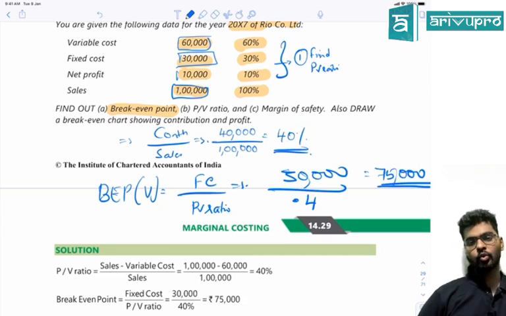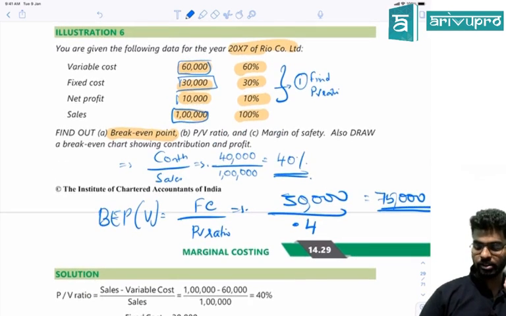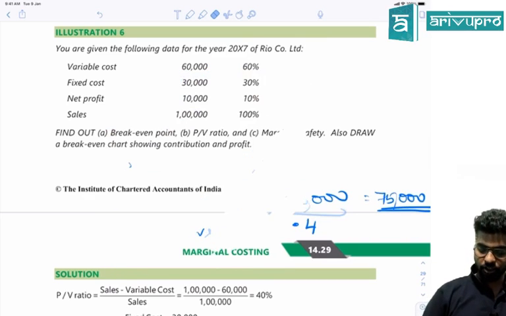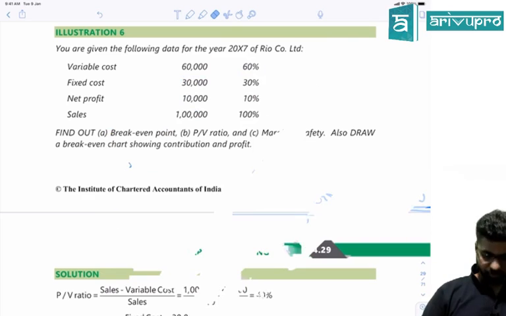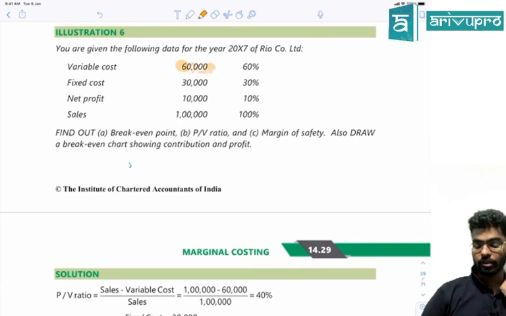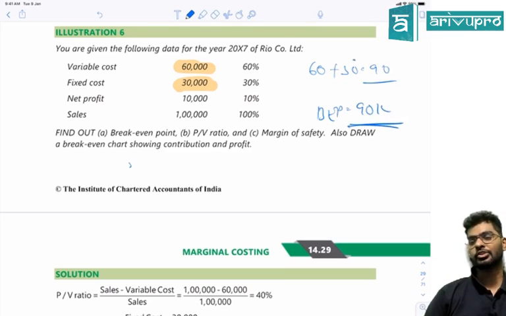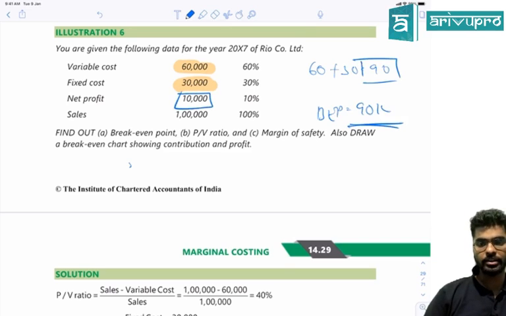Whenever they do not specify the number of units, please don't try doing that. I have seen a lot of students make this mistake in the exam. They will see this variable cost, fixed cost. They will say, okay, total cost is 90,000. Break even point is a point where there is no profit, no loss. They'll say break even point is equal to 90,000 only. But you need to understand, when you are incurring a cost of 90,000, you are making a 10,000 profit. So that cannot be a break even point. Are you clear?